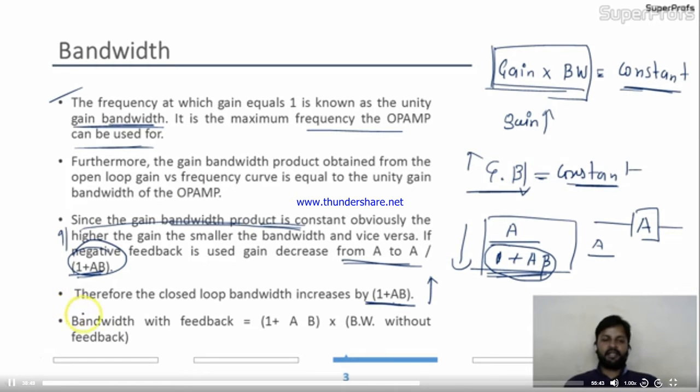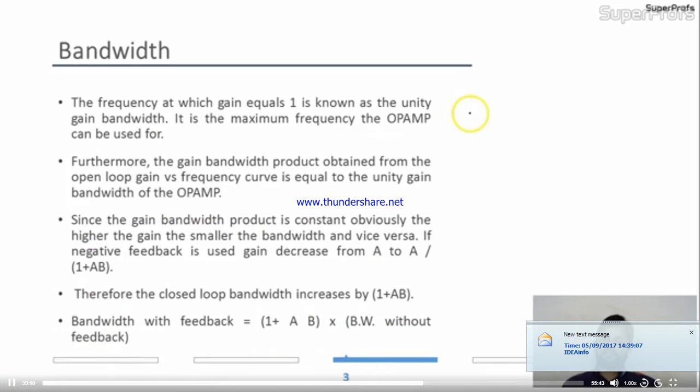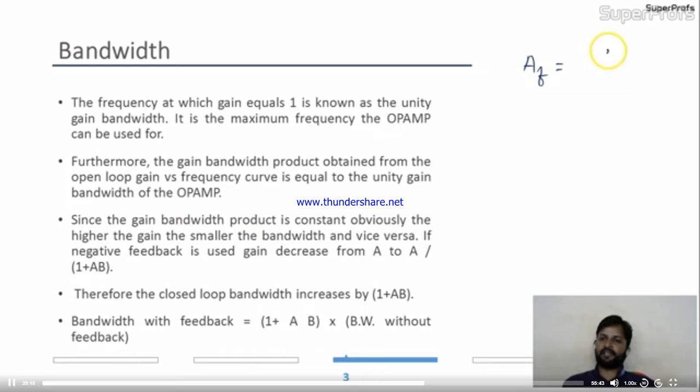Okay friends. Now, bandwidth with feedback. What will be the bandwidth with feedback? So we are multiplying the initial bandwidth, the bandwidth without feedback, with 1 plus A beta. Why are we doing it like this? Because in the closed loop, the final gain is the open loop gain divided by 1 plus A beta. The gain is going to reduce by this factor.